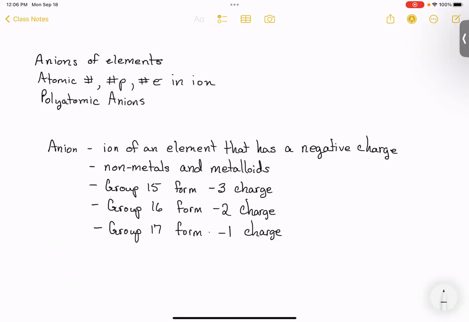Now, the next thing you need to know goes back to naming. Who were my noble gases? Group 18. Okay, so group 15, I said, made a -3, correct? Well, count with me: 1, 2, 3. Group 16 made a minus two. You count: one, two. Group 17 makes a minus one. One. So in other words, it's however many is needed to get to the noble gases. So that's a way to help you memorize what charge they form, based off of their location relative to the noble gases.